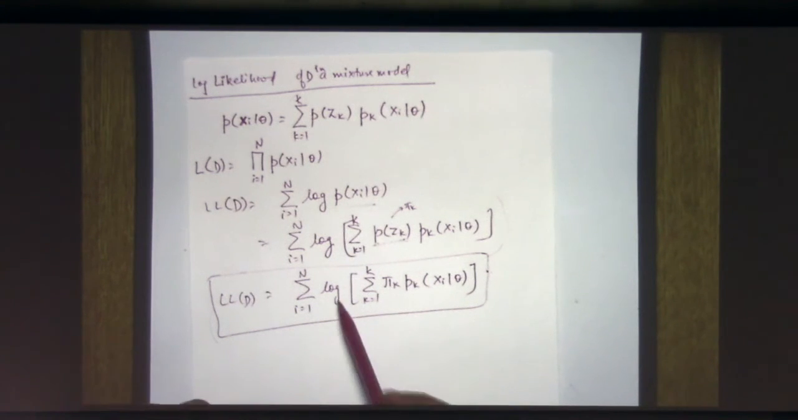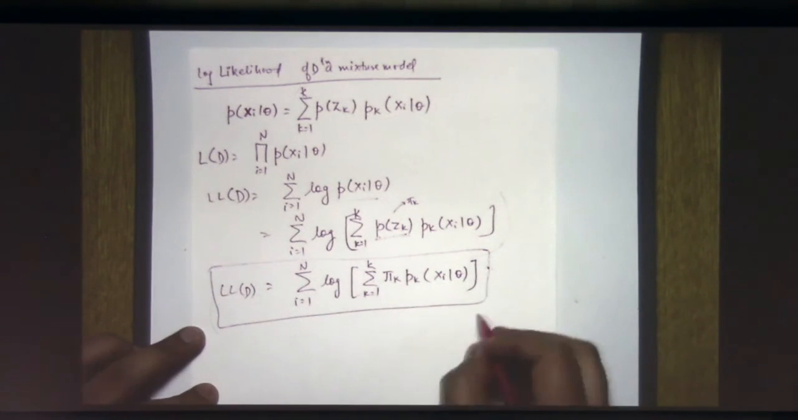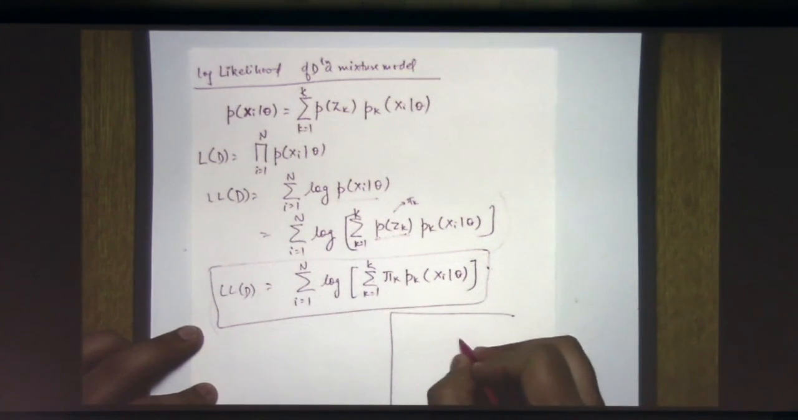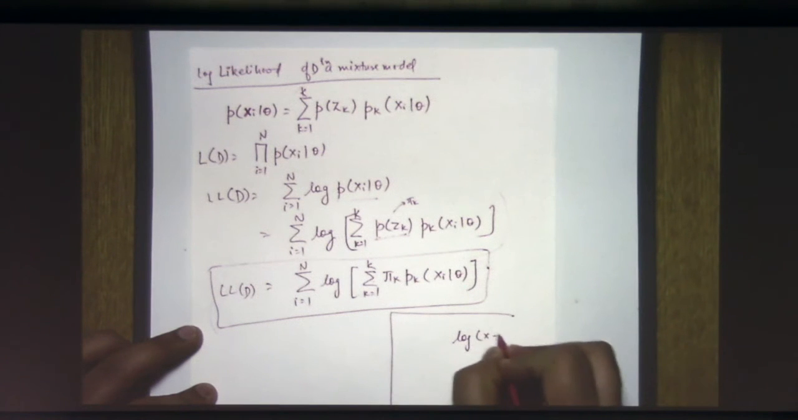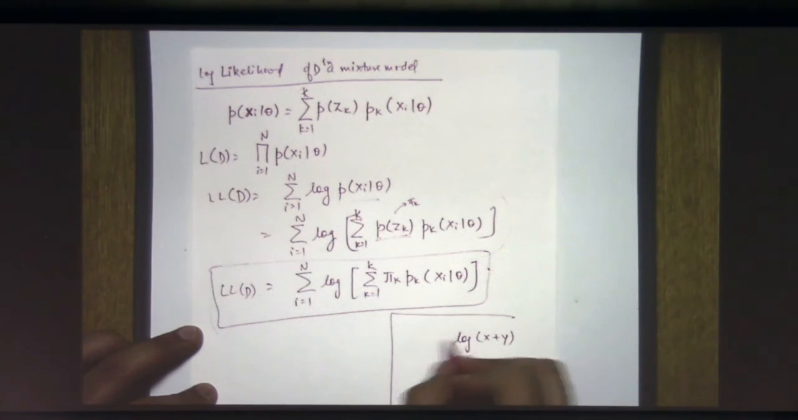The reason being, there is a summation inside the log. Whenever there's a summation inside a log, it becomes very hard to compute the derivative, right? Because if you think of any, let's do a little sidebar, let's say you have some log of x plus y, and this is our function, as a function of x and y.